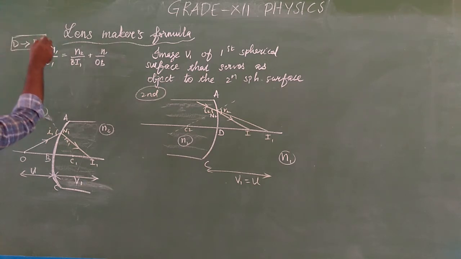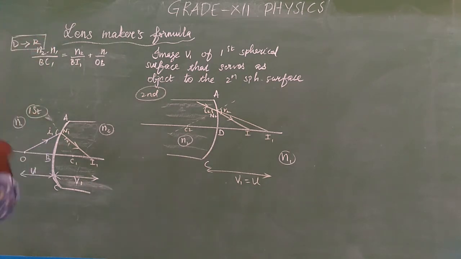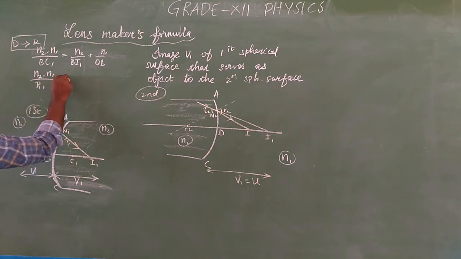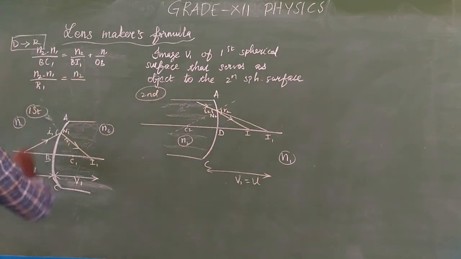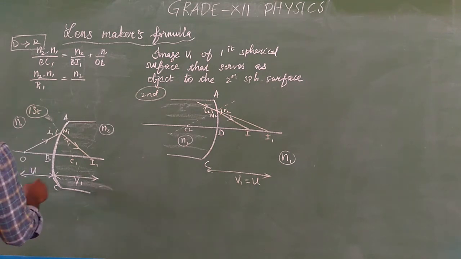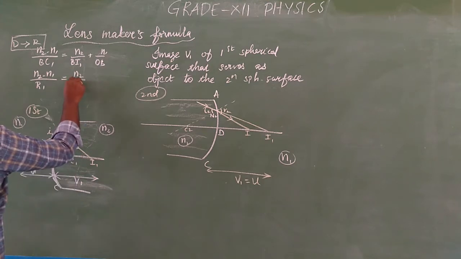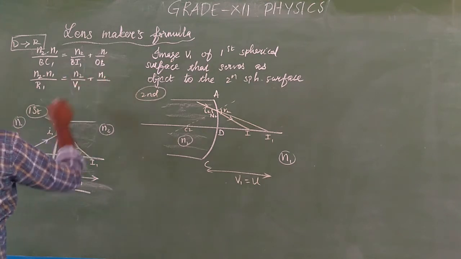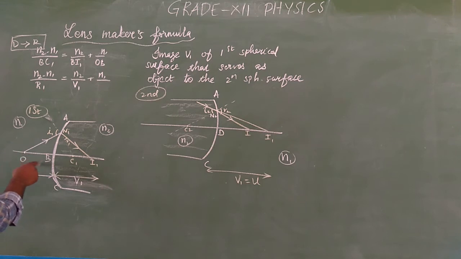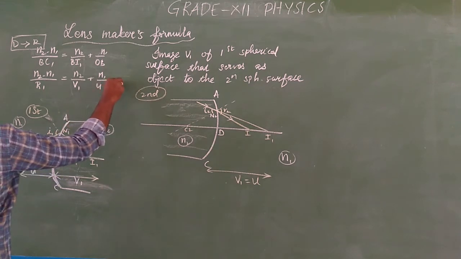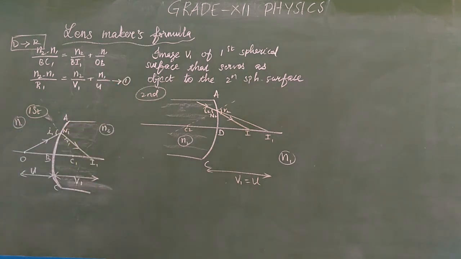Substituting the values, we get N2 minus N1 by BC1, which is the radius of curvature of the first spherical surface R1, equal to N2 by BI1, where BI1 is the image distance, that is V1, plus N1 by OB, where OB is the object distance, that is U. Let us consider this as equation 1.